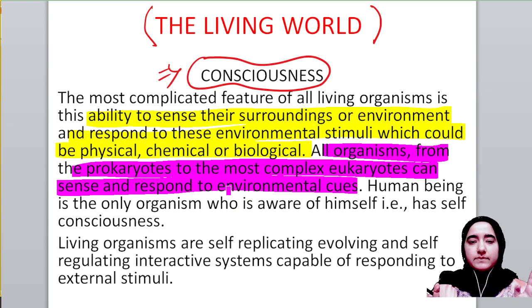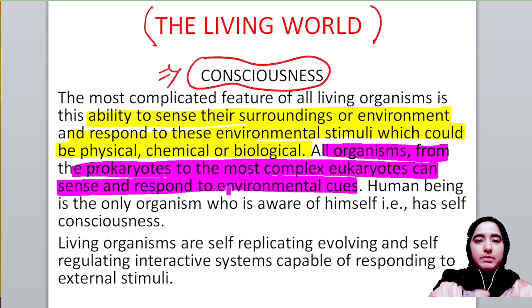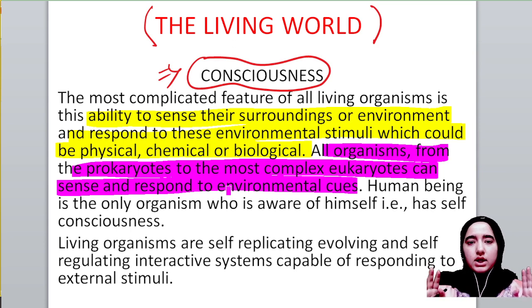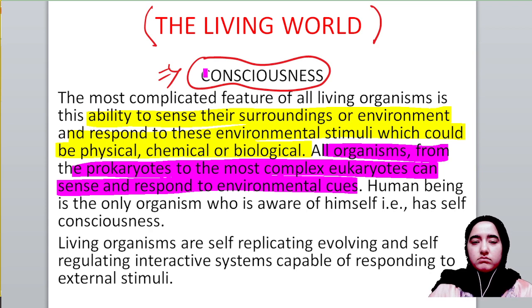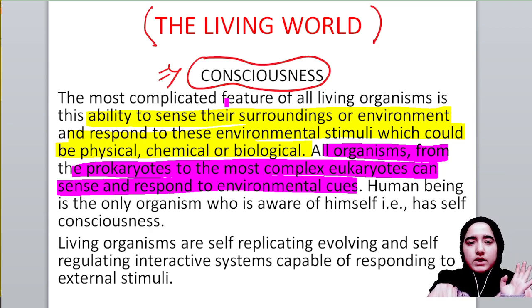Say for example, if I hit a plant, it won't hit me back because it does not have self consciousness. But when it comes to human beings, if I punch someone or slap someone, they won't just say it's okay. At least if they don't slap me back, they would say some harsh words to me, if I slap them without any reason. That means the human being is the only organism who is aware of himself, that is, has self consciousness.